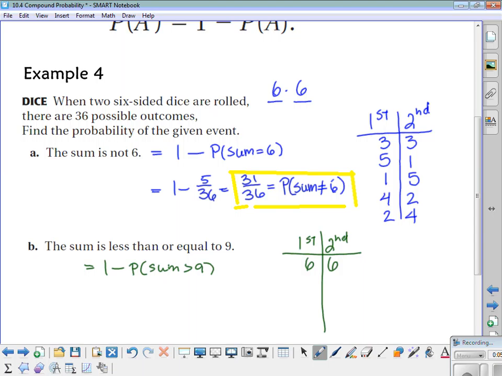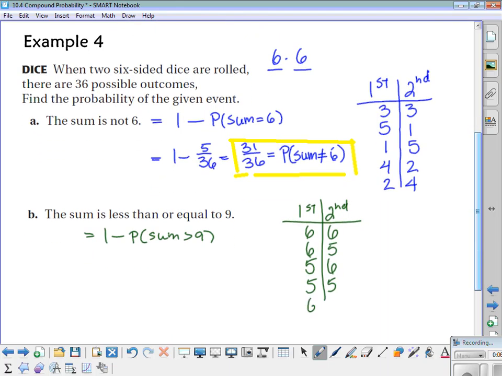How could I get 11? 6 and 5, or 5 and 6. And how could I get 10? 5 and 5. How else could I get 10? 6 and 4, or 4 and 6. All right, so now I've got 6 ways that it could be greater than 9.